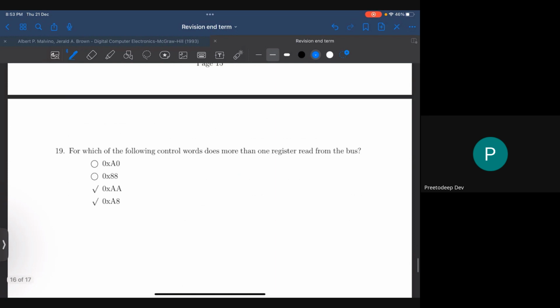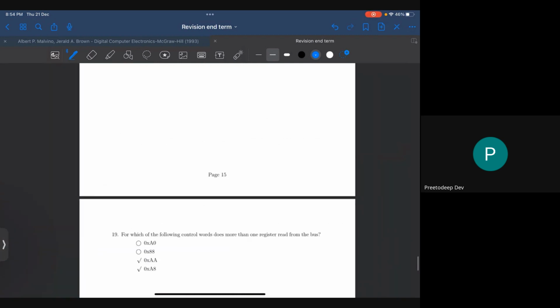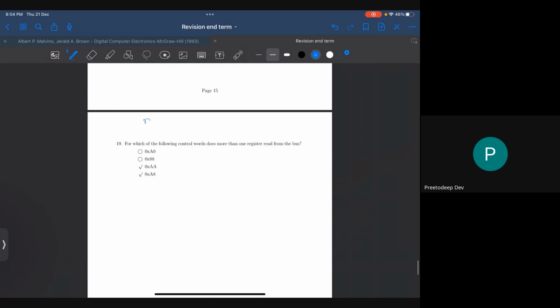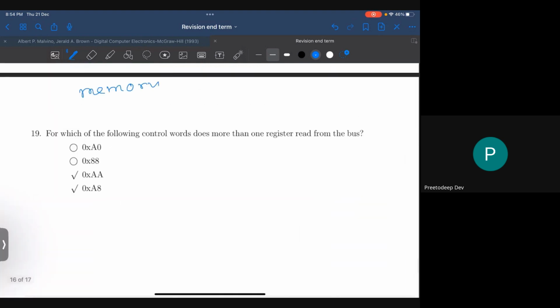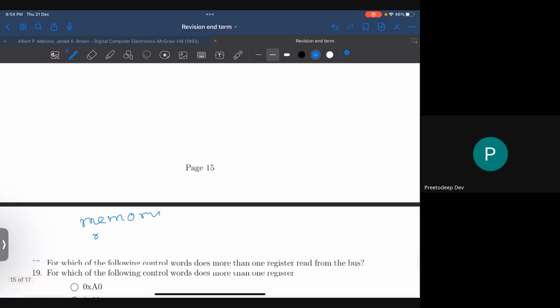Now the next question. Which of the following control words does more than one register read from the bus? So you have to find which of the following control words reads from the bus. Just write the control word here. For these questions, we just have to look at the options. There is no other way of doing it. You have to solve all the options and check.